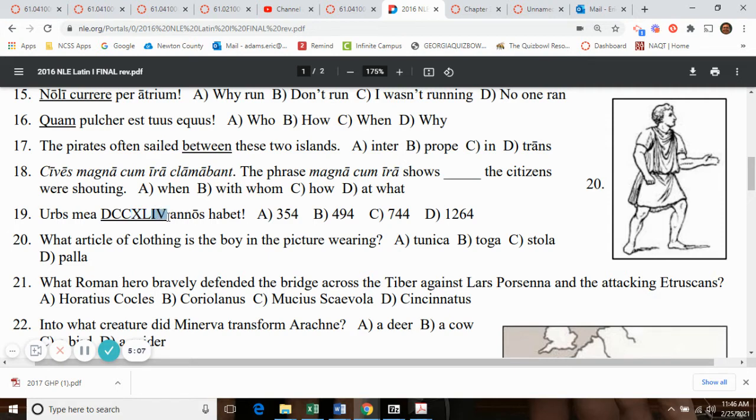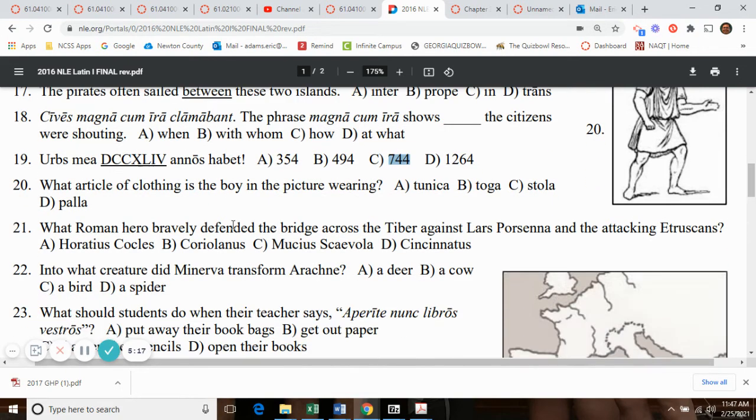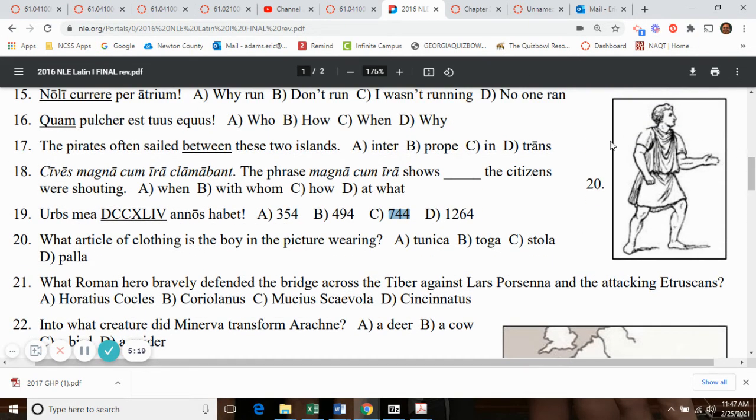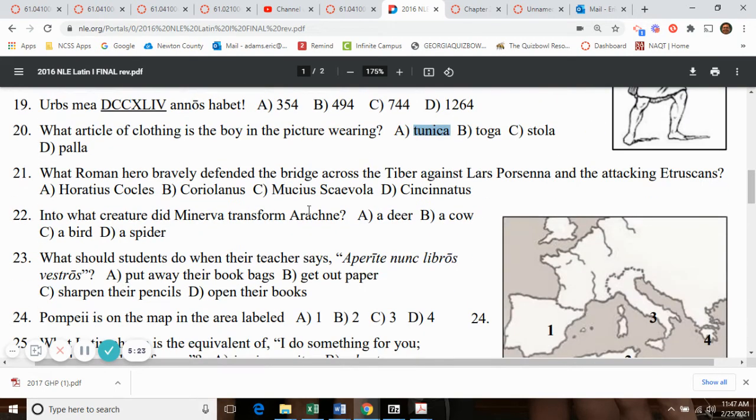An I is 1, a V is 5, and when you have a smaller in front of a larger, then you subtract, and so that would be 4. So 744 is your answer here. Number 20, what article of clothing is the boy wearing in the picture? That would, of course, be the tunica, the basic undergarment that all Roman society wears.